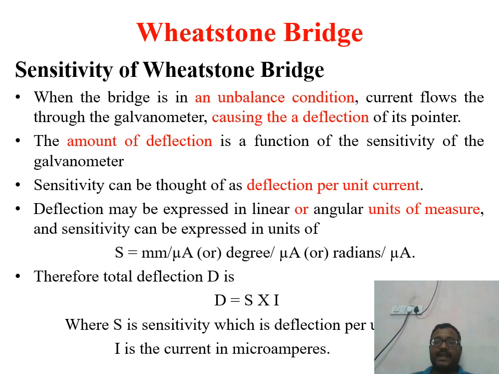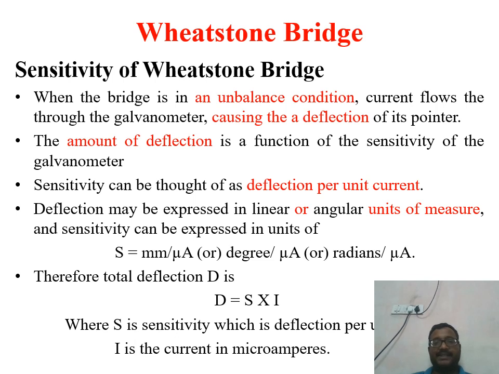Next, in the Wheatstone bridge, we can also calculate the sensitivity, which applies to the unbalanced condition. So what is balanced and unbalanced? Balanced means no current passes through the galvanometer. Suppose current is passing through the galvanometer, then we need to calculate how much current is passing. That is calculated using different theorems in network theory.